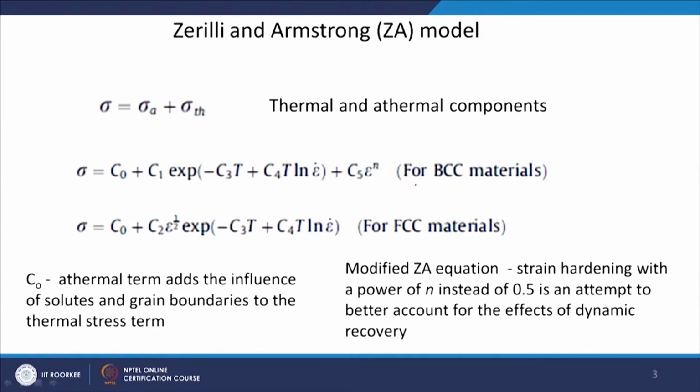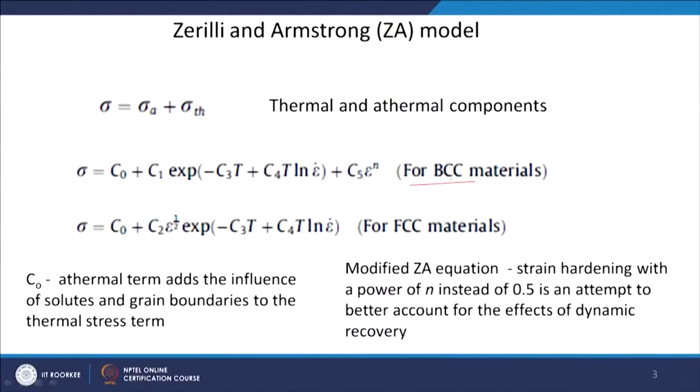What it does is that the stress is calculated by considering two contributions to the stress. One is a thermal contribution, and another is an athermal contribution which does not depend on the temperature. By combining these two different effects on the stress, you are trying to find out the flow stress of the material. Of course, then you have to develop these particular models and equations.